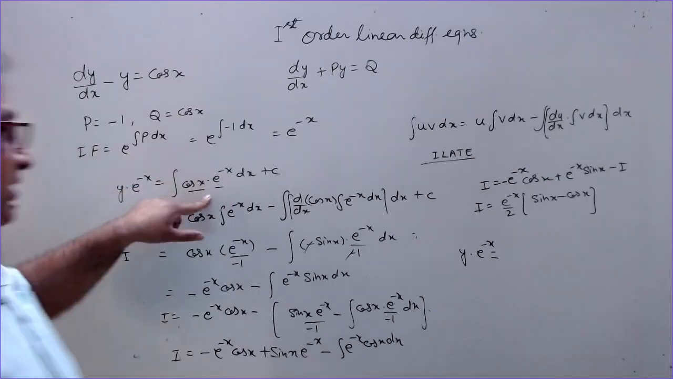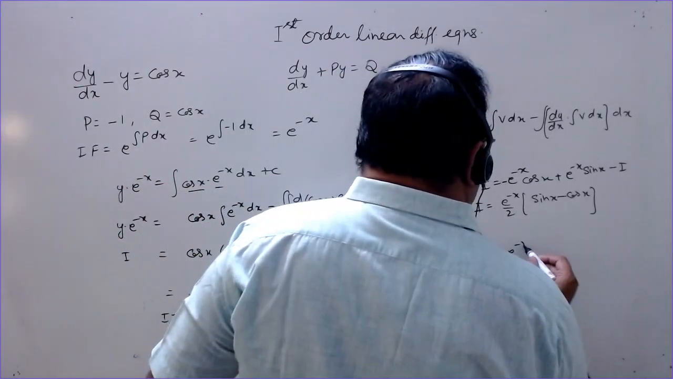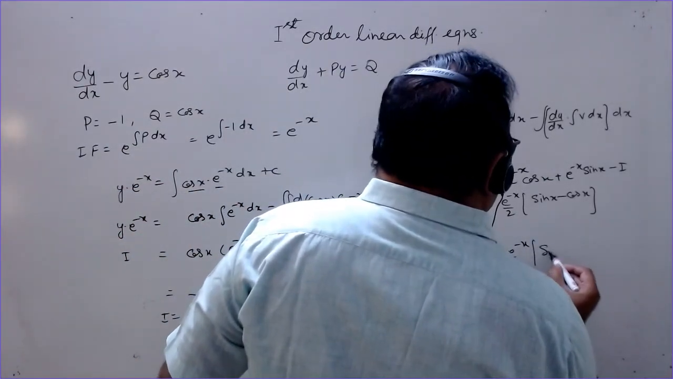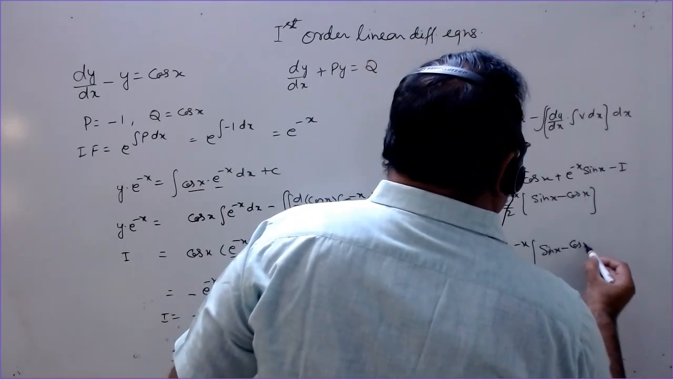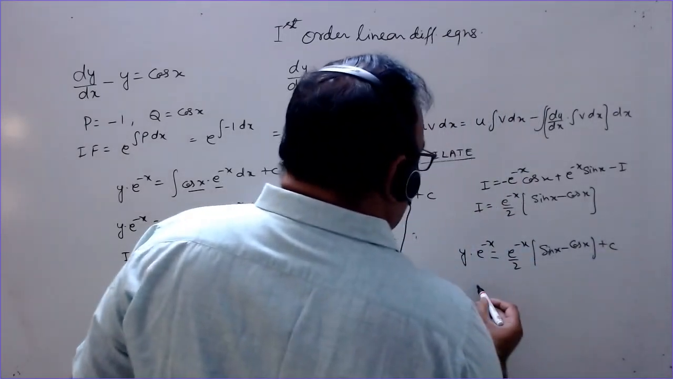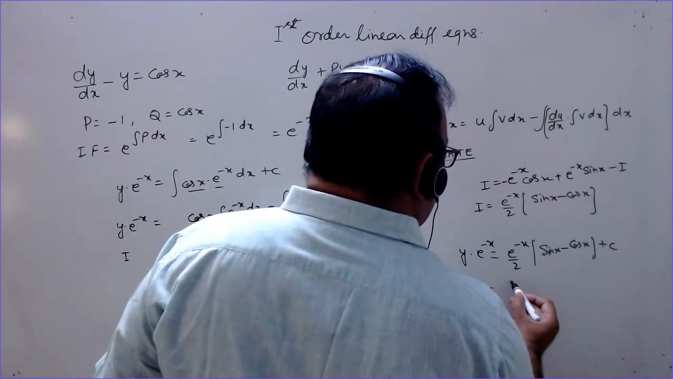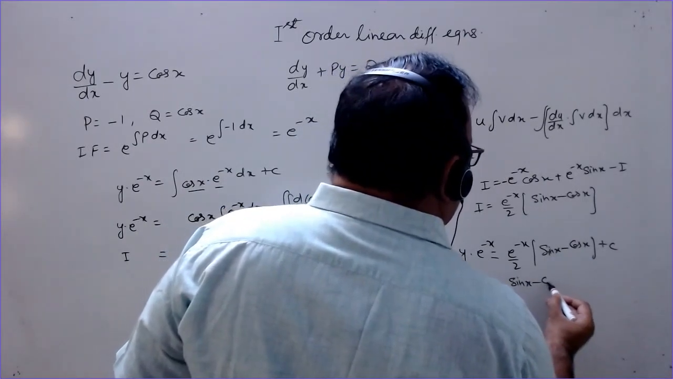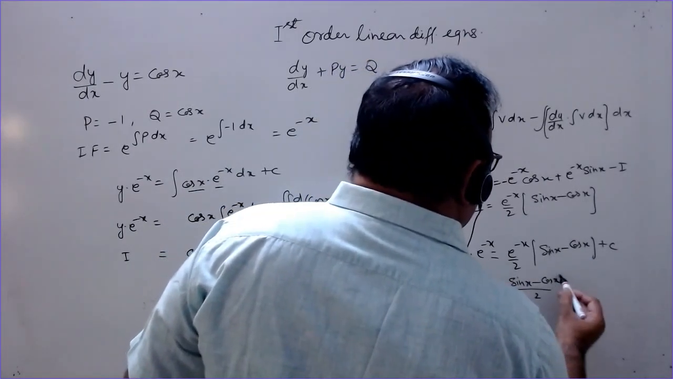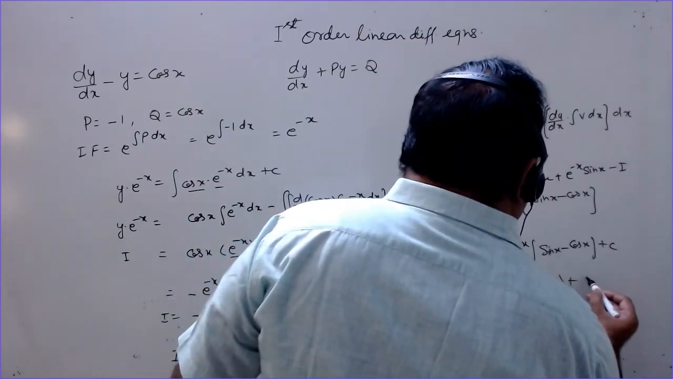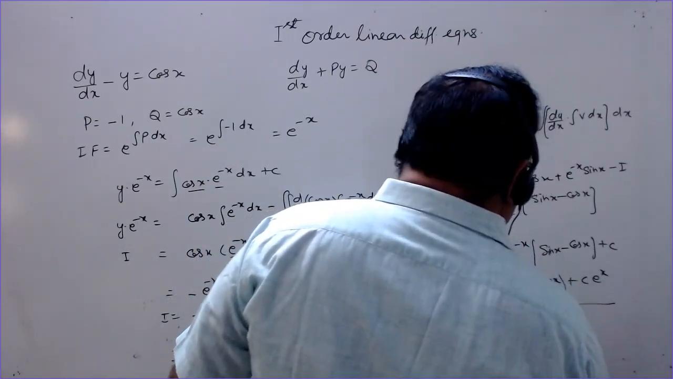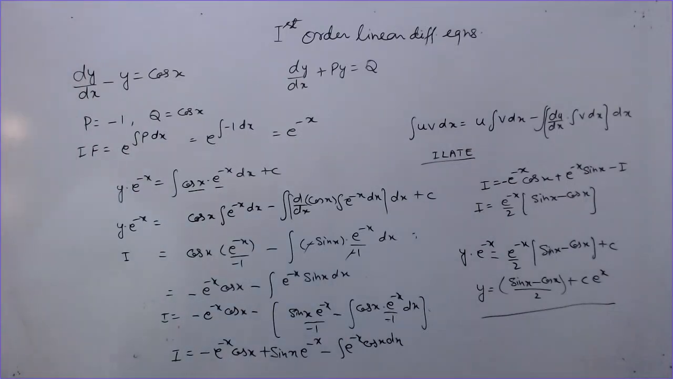We can write here e to the power minus x by 2 (sin x minus cos x) plus c, or the solution is y is equal to (sin x minus cos x) by 2 plus c e to the power x. This is the final solution, dividing both sides by e to the power minus x. So this is how you can solve the equation. Let us move on to the next question now.